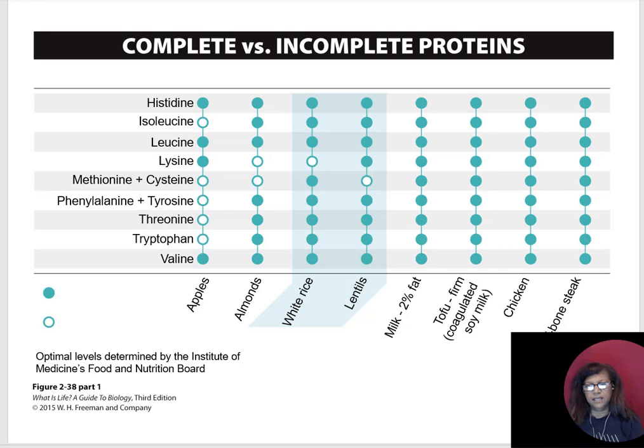Well, because we need to build all those proteins that we just talked about to make our hair, fingernails, part of our immune system, right? We need these proteins. And so let's look at some of these proteins. Just to give you some of these names: we have histidine, isoleucine, leucine, lysine, methionine and cysteine, phenylalanine and tyrosine, threonine, tryptophan, and valine.